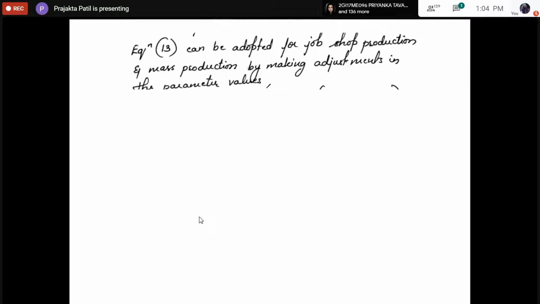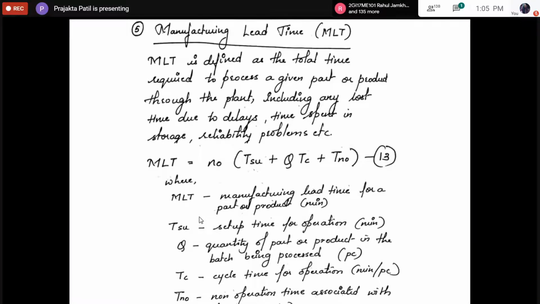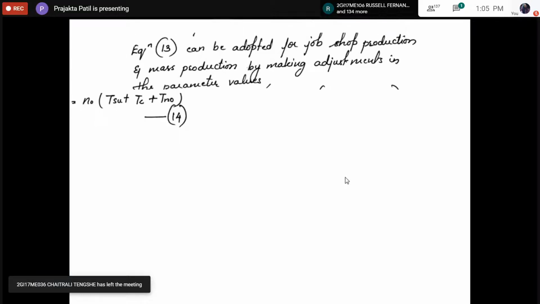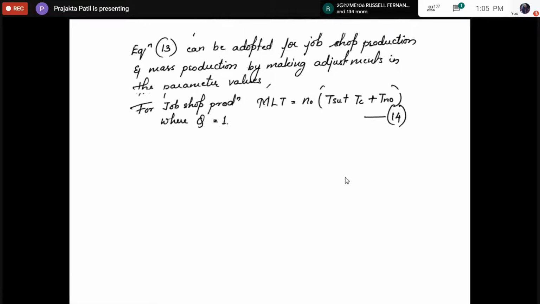The equation number 13 that you see is the equation that we will refer to for batch production. This is the equation where you can see it is N naught into setup plus Q into TC plus TNO. This is all applicable for batch production. When it comes to job shop production, where Q is equal to 1, the equation becomes N naught into TS2 plus TC plus TNO, where Q is equal to 1. So this is your equation number 14.